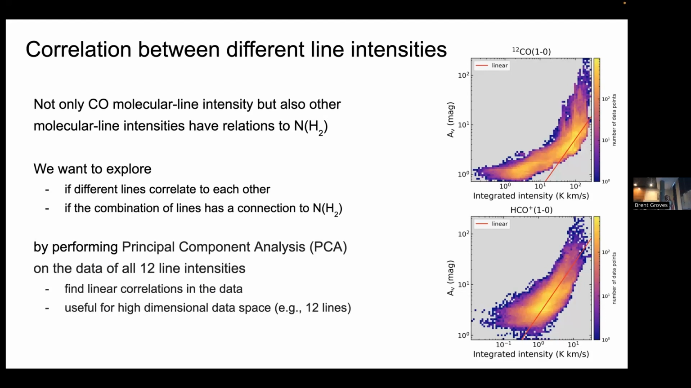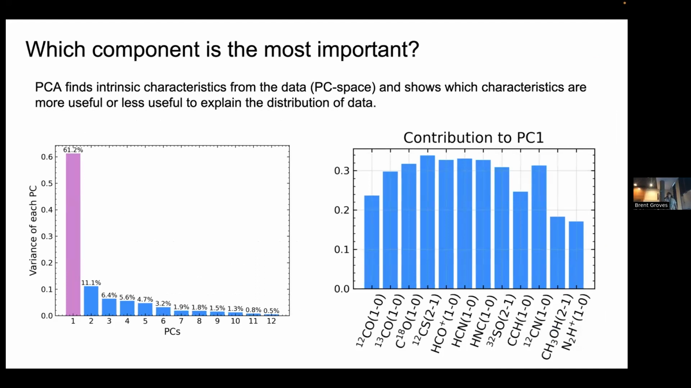To do so, we performed principal component analysis on the data of our whole 12-line data set. This PCA method is useful to find the linear correlations existing in the data, especially when the data has high dimension, like our case with 12 lines. PCA finds the intrinsic characteristics that describe the data, which we call the principal components. It also tells us which component is more influential and which is the least influential.